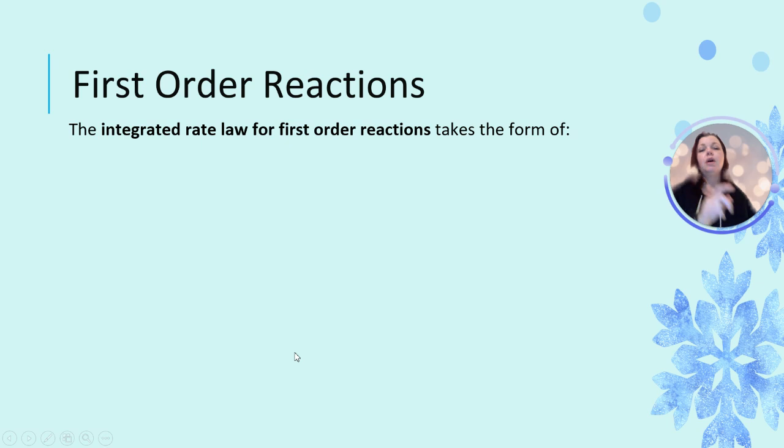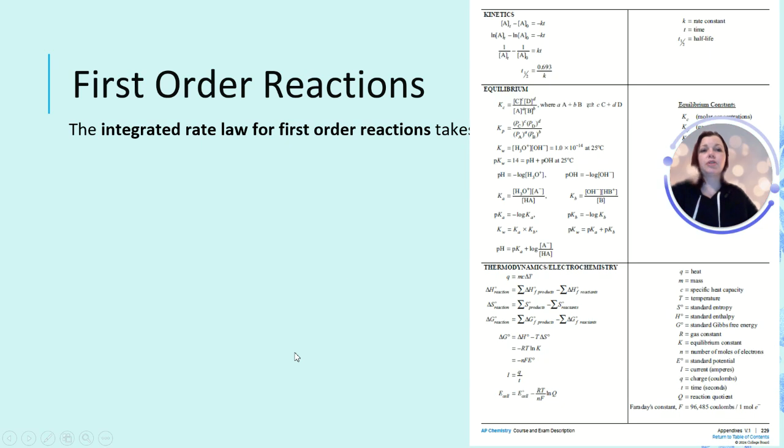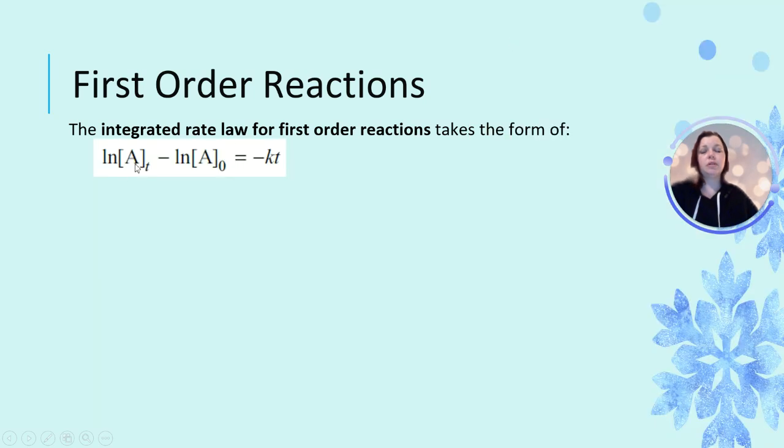First order reactions. The integrated rate law for a first order reaction takes the form, let's look back at the equation sheet again, it's going to make sense to you. This will be the next one in the line. So it's this one. The natural log of A at time t minus the natural log of A at time naught is equal to negative kt. So again, you're going to see this negative slope.